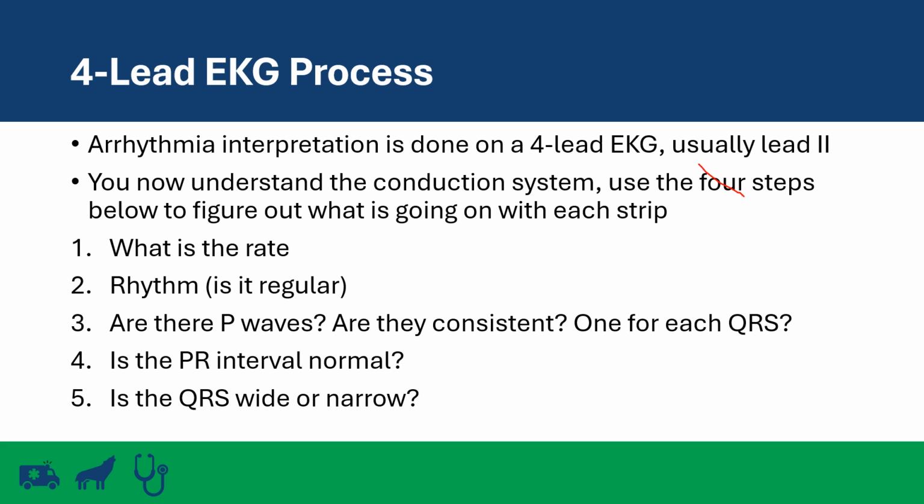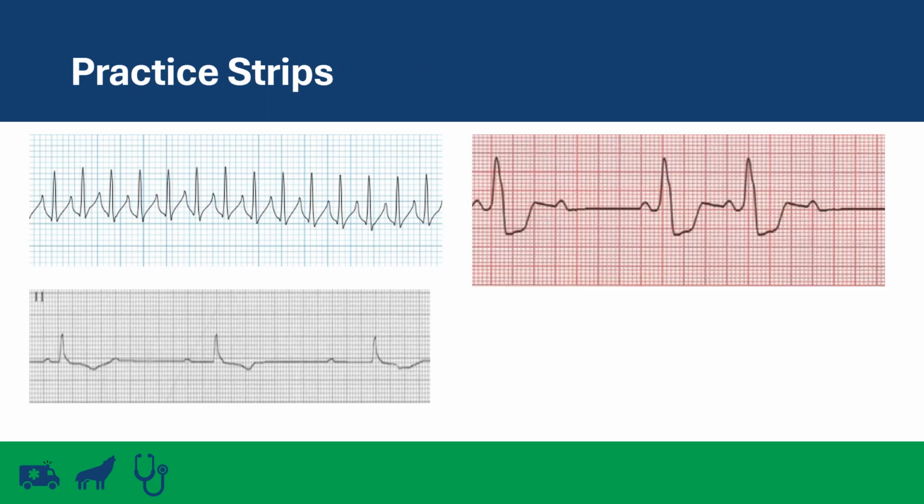You're going to find the rate. Is that rhythm regular? Are there P waves? Are the P waves normal? Is the PR interval normal? And then is the QRS wide or narrow? All right, so here's our first set of practice strips. Pause the video here, and you can go ahead and knock out the interpretation. And I am going to go ahead and start working on how I would crunch through these. So I'm going to start up here with strip 1.